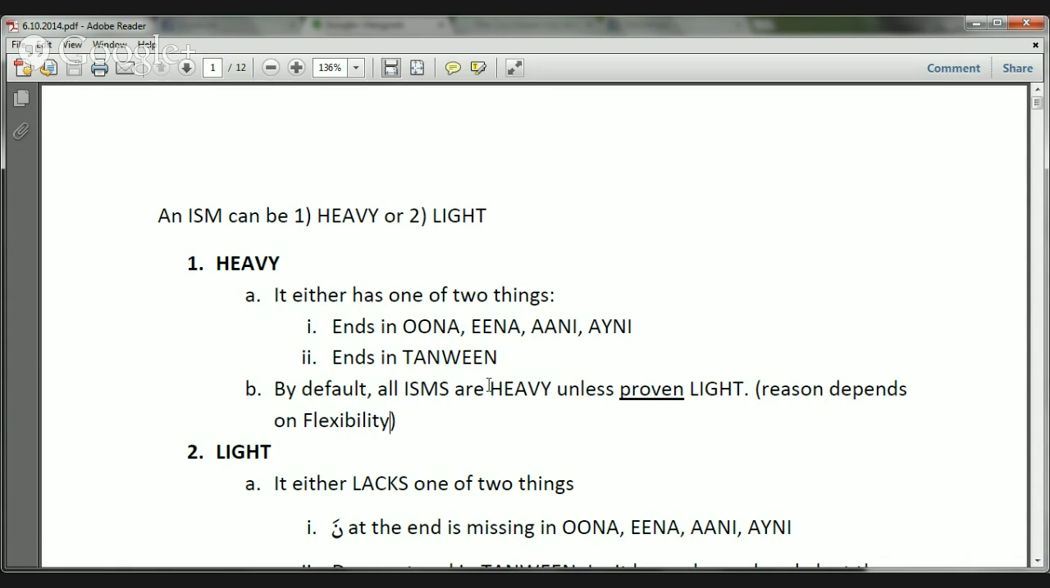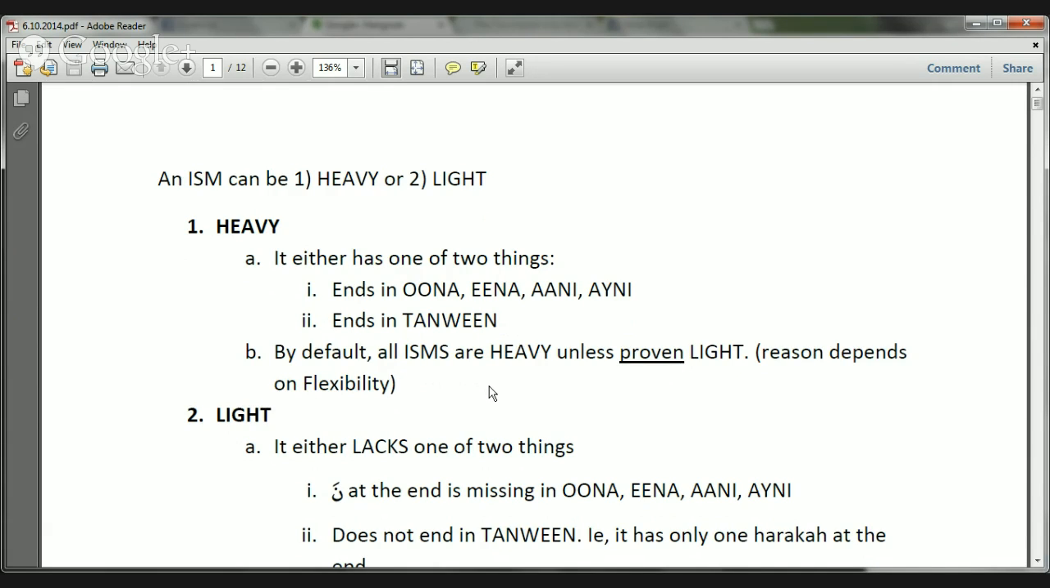So let's start off with going over what we did yesterday. Yesterday we began to speak about heavy and light isms. And we mentioned two things. Number one is that an ism by default is heavy. And we said that an ism can be one of two things when it comes to heavy and light. Number one is heavy. Number two is light. Pretty straightforward. And number one we said is that if it's heavy, it means one of two things.